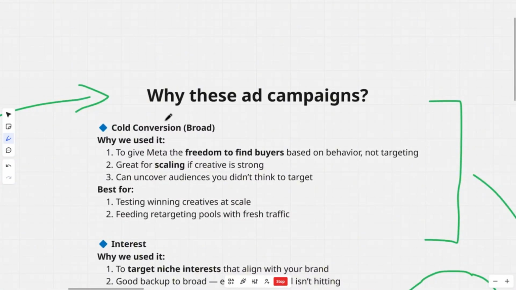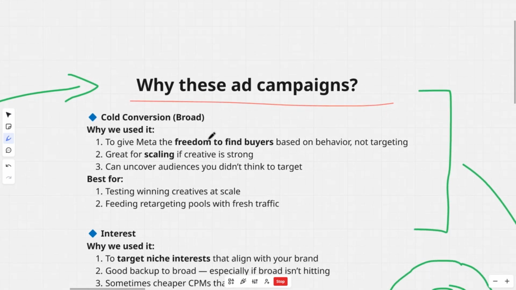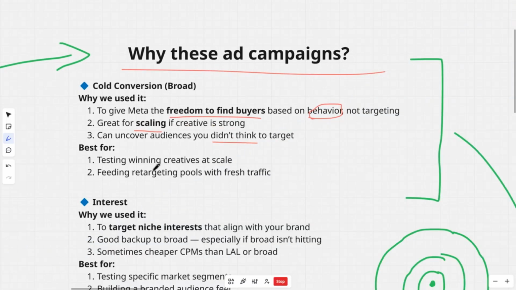So first is the cold conversion. Why did we use these ad campaigns? Why do we use a cold conversion? A broad audience gives Meta the freedom to find buyers based on behavior, not just targeting. So it's great for scaling if the creative is strong, and it can uncover audiences you didn't think about targeting. Basically, this is a super important campaign that I'm always going to run. Not all the time, but in every scenario, I'm going to want a cold conversion, a broad audience, and I'll also explain why that's what this thing is over here.